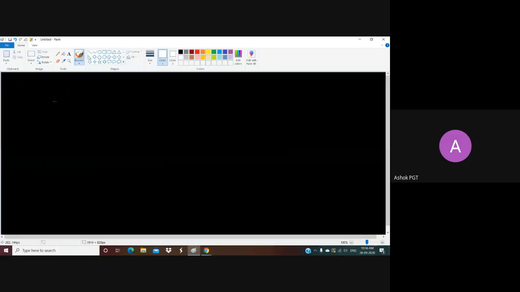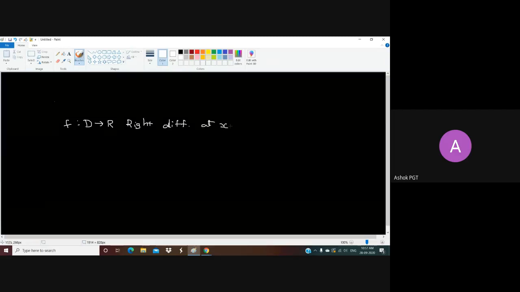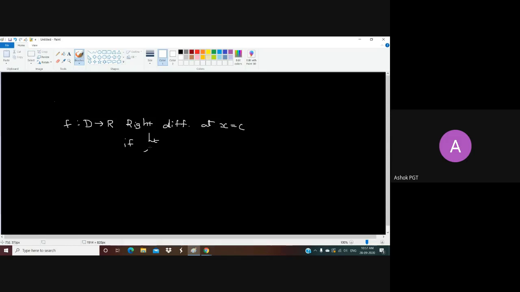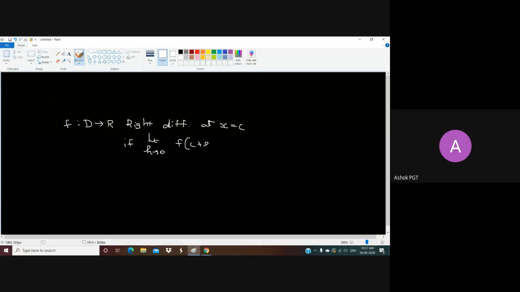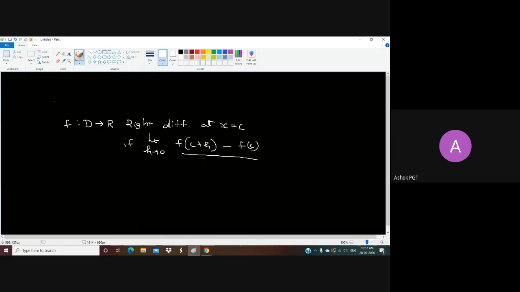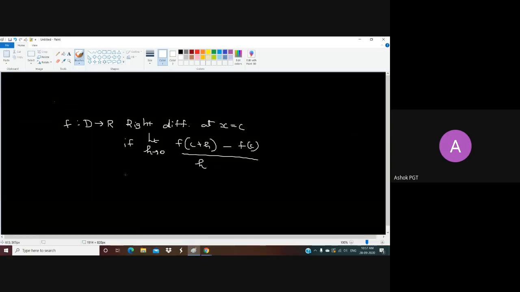Right differentiable function: a function f from domain D to the set of all real numbers is said to be right differentiable at x is equal to c if the limit as h tends to 0 of (f of c plus h minus f of c) divided by h exists finitely.